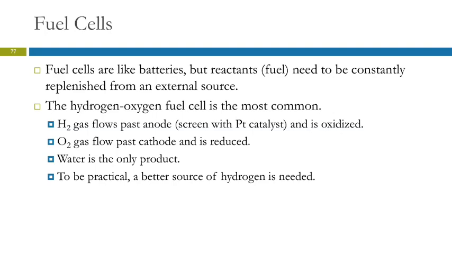So the hydrogen-oxygen fuel cell is the most common, and the way this works is you've got hydrogen gas flowing past the anode, which is a screen that has a platinum catalyst on it. So the hydrogen gas is oxidized. Oxygen gas flows past the cathode and is reduced, and both of those reactions are going to produce water. So this is great. We've got hydrogen gas, oxygen gas, we put them together, we get electricity, and we produce water. I mean, what's not to love about that?